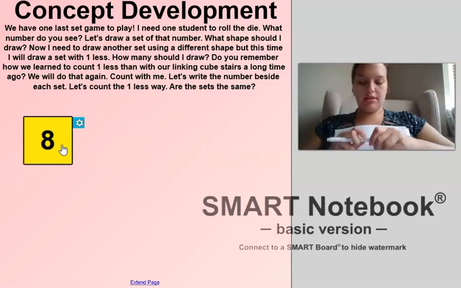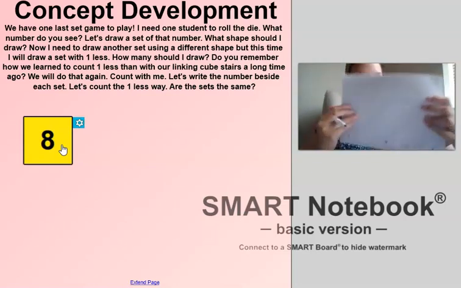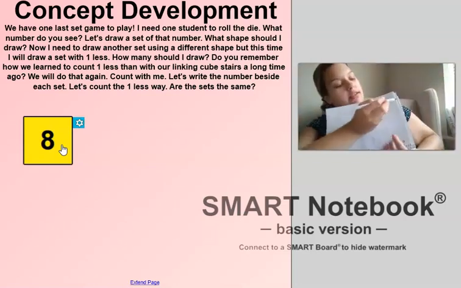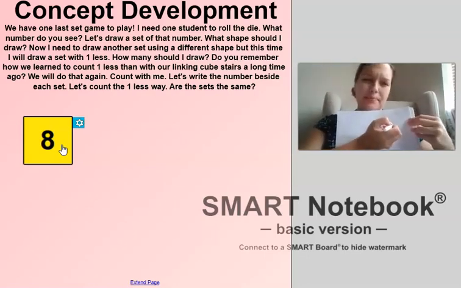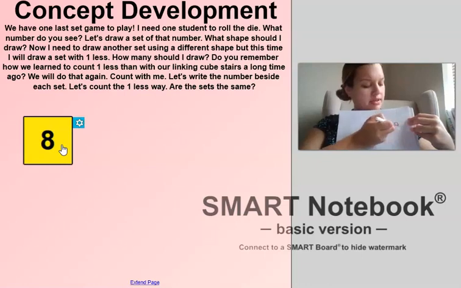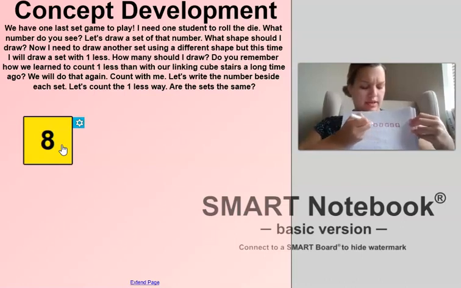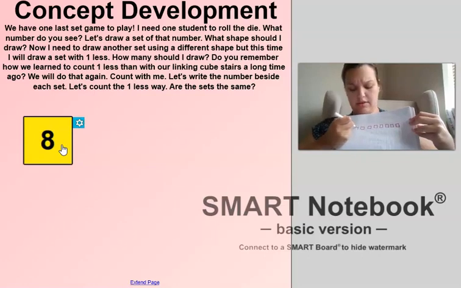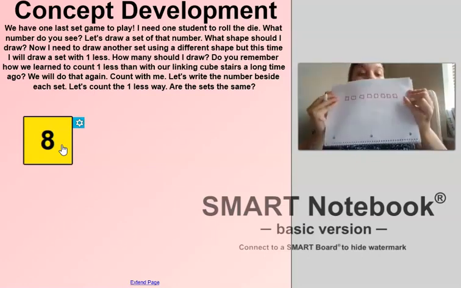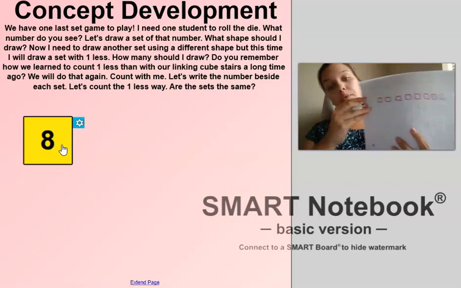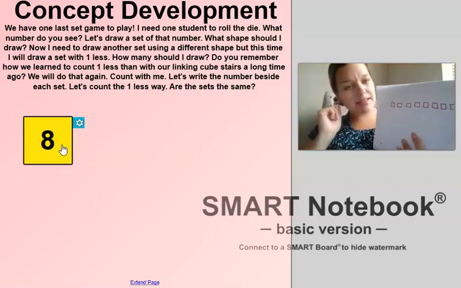That's the one with one more. What number is that? 8. Let's draw. What if we drew squares this time? 1, 2, 3, 4, 5, 6, 7, 8. Good job. In 1 less than 8, what did we say that was?